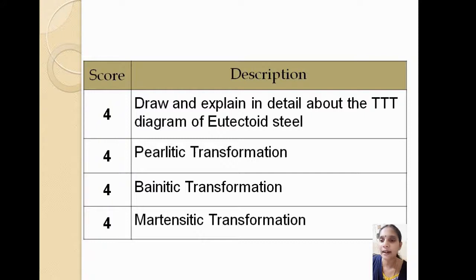So a clear and neat presentation of all these points will fetch you the full 16 marks. You can write an assignment based on this rubric on the given question.